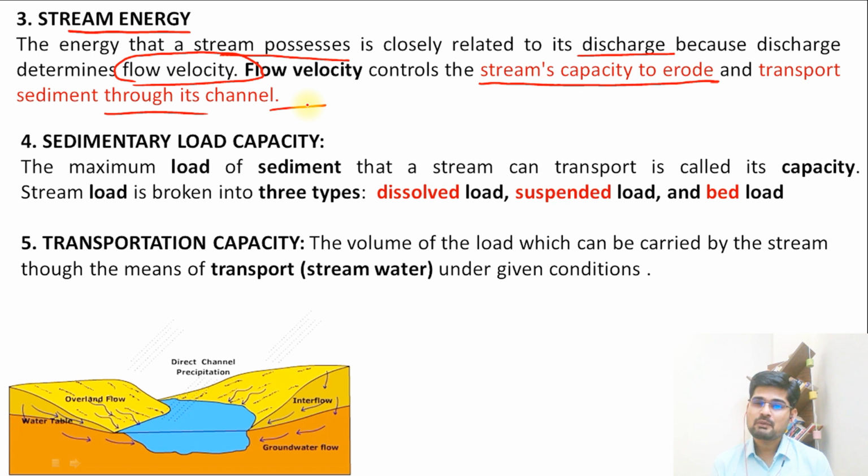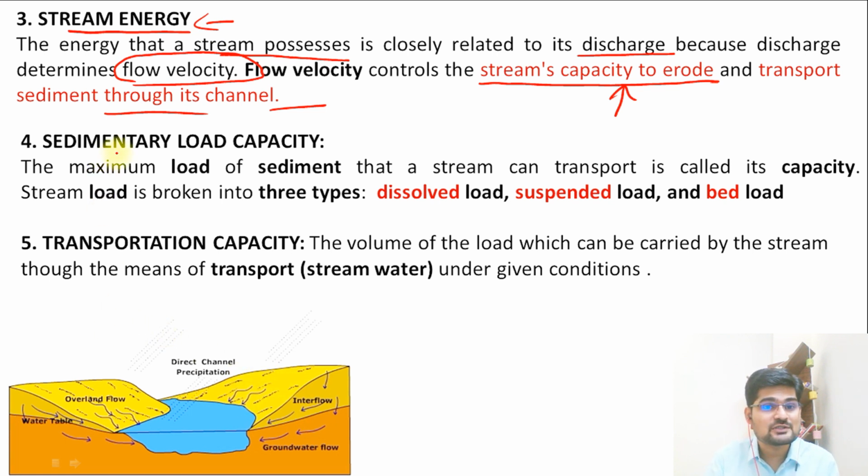So what happens? Remember, if the channel has lots of sediments and its velocity is less, what will happen? All the sediments will just stop there. It will not go further. So it is important, to transport that material which the stream erodes, that the velocity of that stream is important, and that can be effective only when the stream energy is high. So that is why it is important as part of the fluid dynamics.